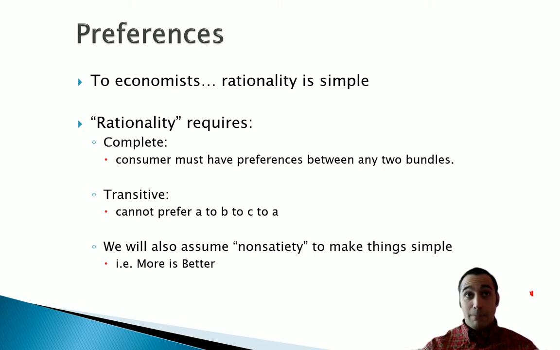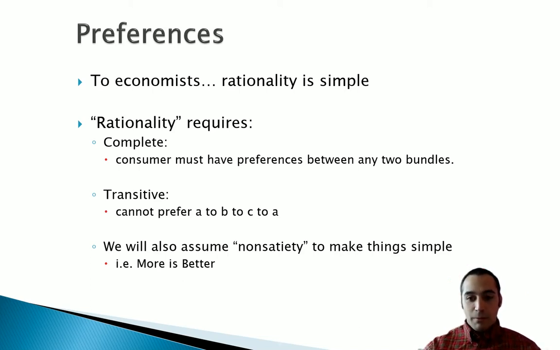The second component to rationality is transitivity. Transitivity is just saying that you cannot prefer A to B to C to A. So if I prefer apples to oranges and I prefer oranges to bananas, it better be that you also prefer apples to bananas. Otherwise, you create some sort of loop. And those loops don't make a lot of sense.